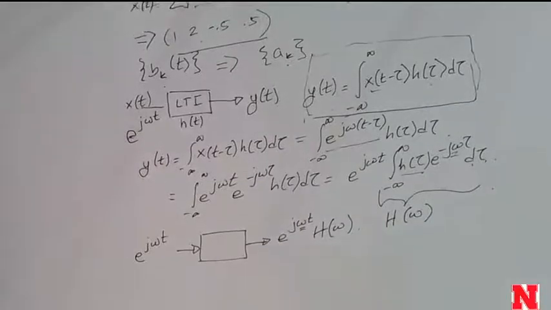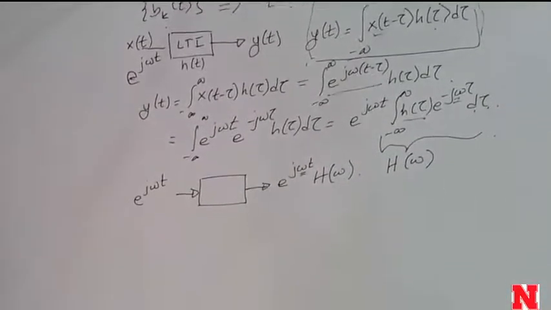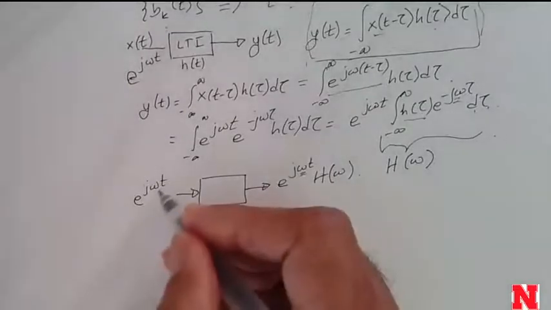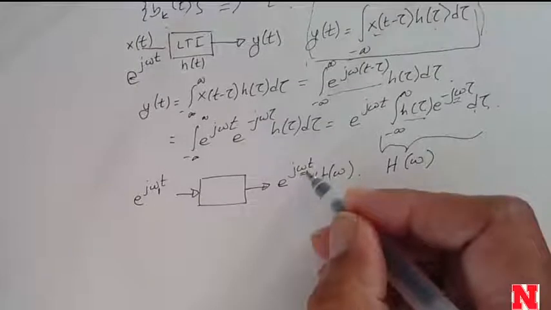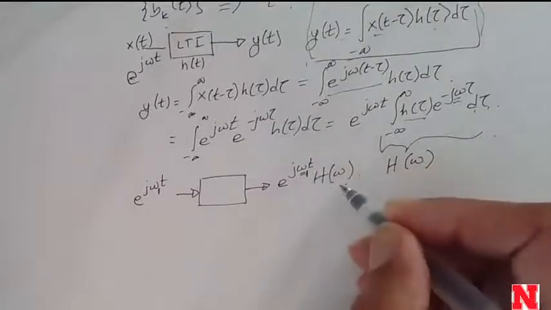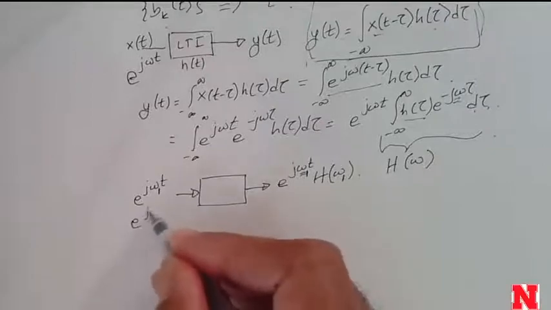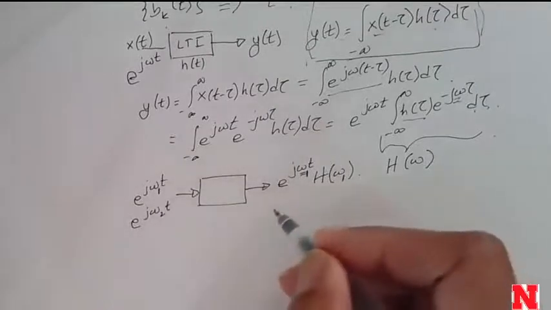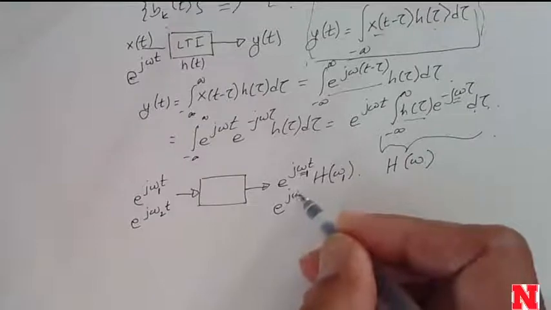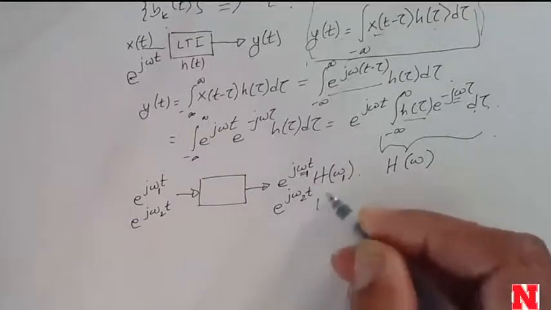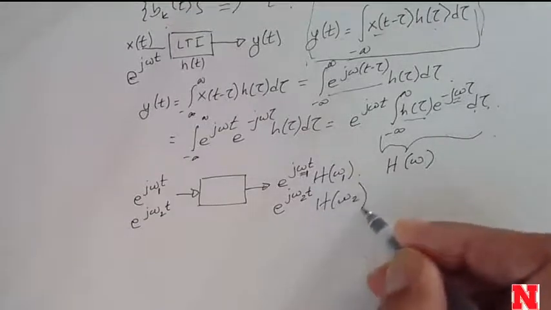Right? At this omega is kind of important, because now what I can do is, if I put in e to the j omega 1t, then the output will be e to the j omega 1t, h evaluated at omega 1. If I put in e to the j omega 2t, then my output will be e to the j omega 2t, h evaluated at omega 2, and so on.